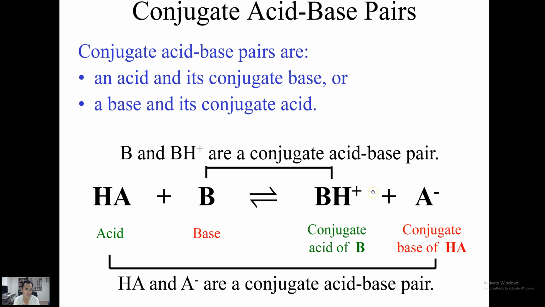So let's talk about conjugate acid-base pairs again. So if I take a look at an acid-base pair, we already know that if you take a look at the conjugates, like for example HA and B, you automatically create the conjugate acid-base pairs by moving those acids' H's in and out.